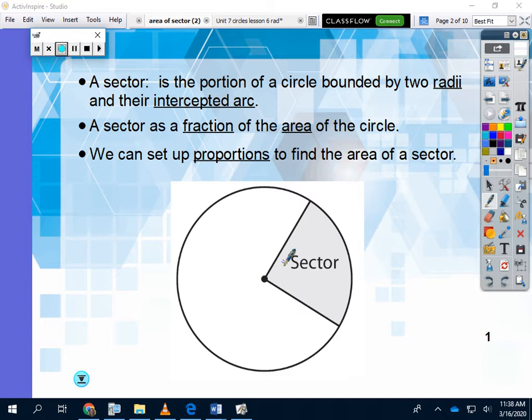So if I can find out what fraction of the area of a circle it is, I can use a proportion, because if I know the whole circle and I know this is 1/4 of the circle, then whatever the area of the circle is, I can take 1/4 of that and that will give me the area of the sector. So if I want to know how much stuff is in this piece, I'm going to set up a proportion.